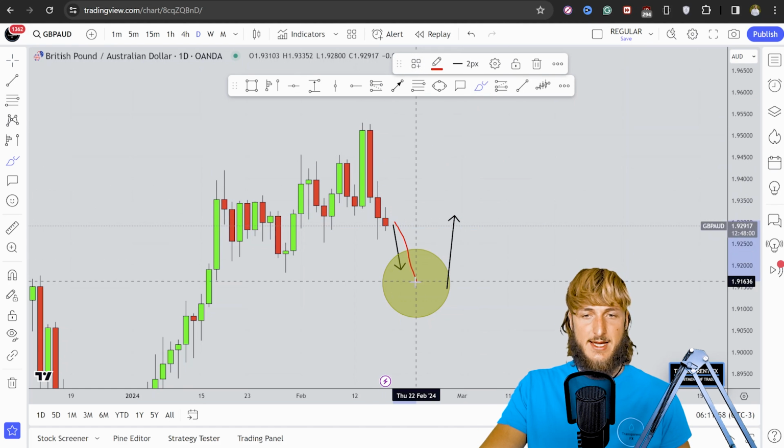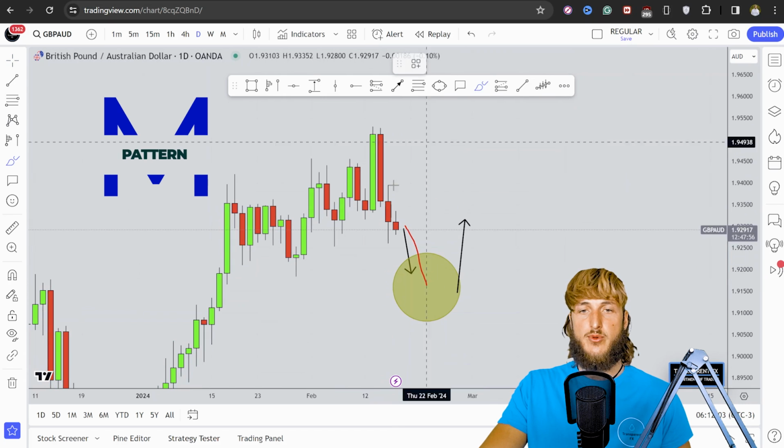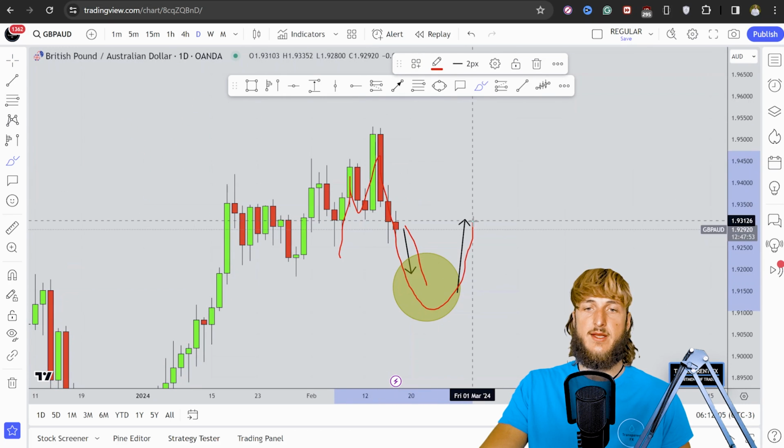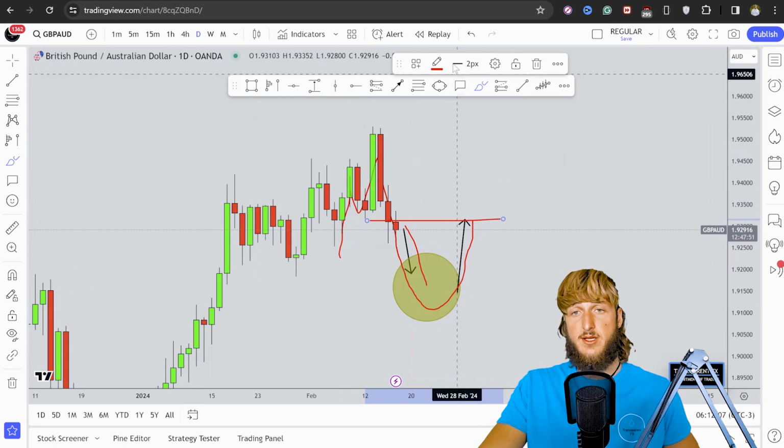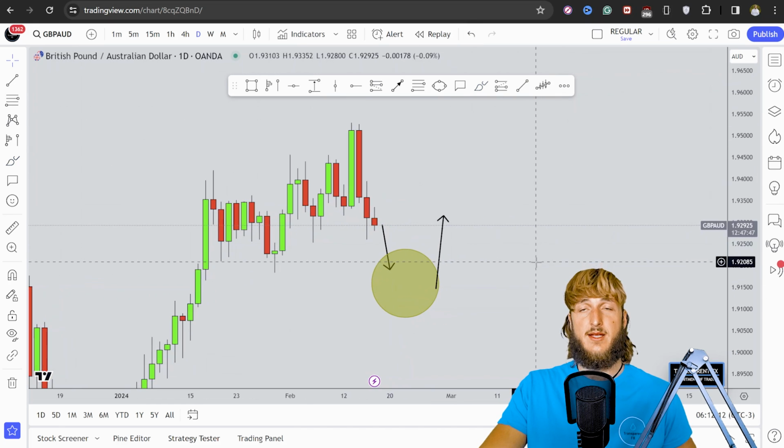So if we see a test of this confluence of support with the creation of this M pattern, at that point there is definitely the possibility to get this potential rejection higher, completing the M pattern at the neckline. So if we get this push lower, what would I expect in a situation like this?